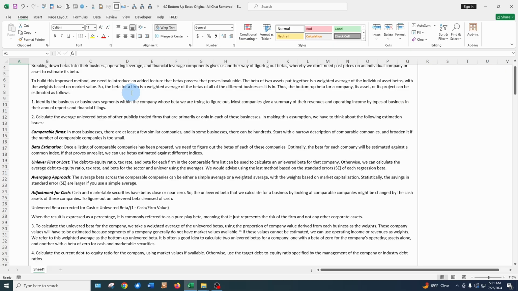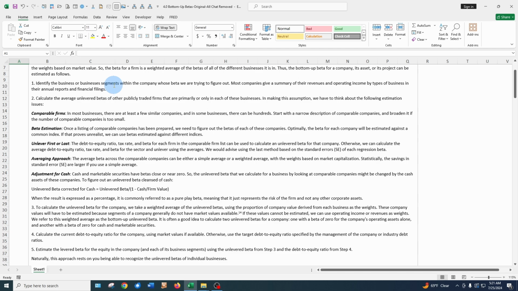So the beta for a firm is a weighted average of the betas of all the different businesses it is in. Thus, the bottom-up beta for a company, its assets, or its projects can be estimated as follows. Identify the business or business segments within the company whose beta we are trying to figure out. Most companies give a summary of their revenues and operating income by types of businesses in their annual reports and financial filings.